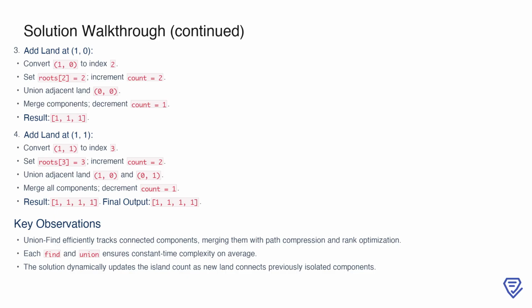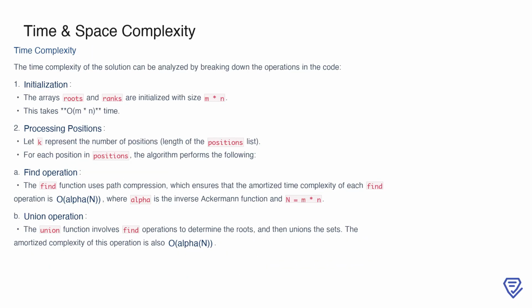This example highlights how Union Find provides an efficient way to dynamically track and merge connected components. By leveraging path compression and rank optimization, we ensure that each find and union operation runs in near constant time, making this approach highly scalable for larger grids. To analyze the time complexity of our solution, we start by breaking down the different operations involved.